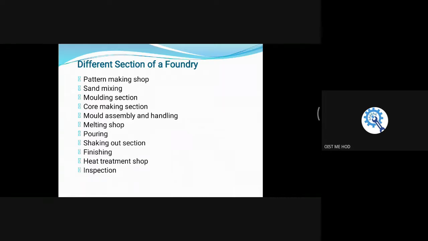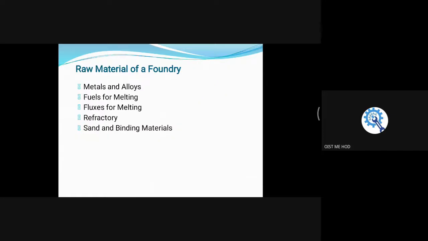And in foundry you will be very fond of knowing what are the sections of foundries. It is like pattern making shop, sand mixing shop, molding section, core making section, mold assembly and handling, melting shop, pouring, stacking of sections, finishing, heat treatment shop, and ultimately the inspection. These are the required sections for a foundry. Then you will be very curious to know what is the raw material of a foundry.